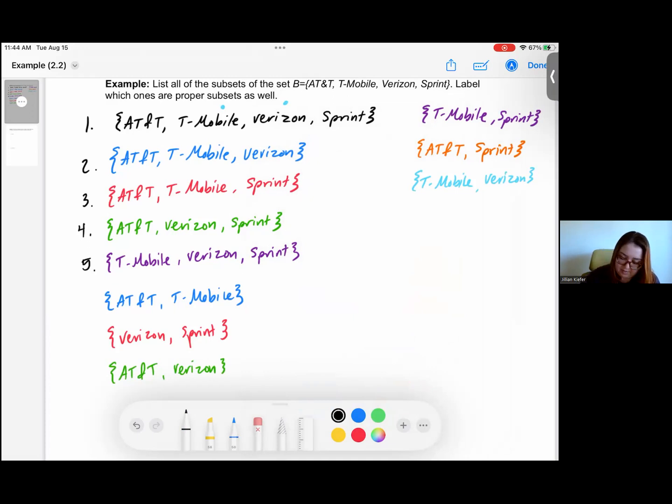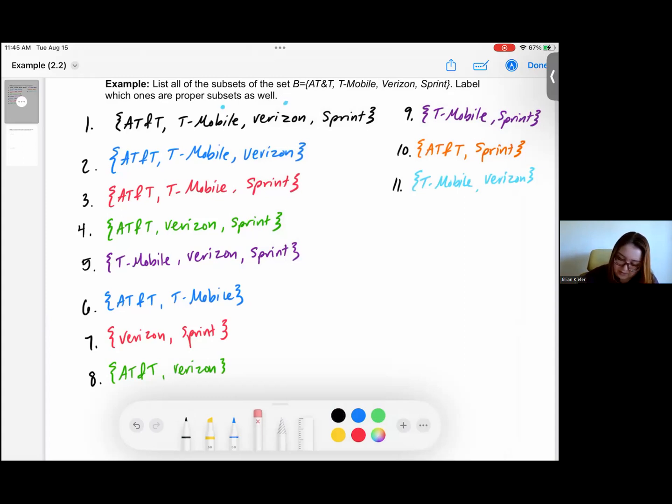So we'll label these now as well. So 6, 7, 8, 9, 10, 11. So those are all the different combinations of 2. We had AT&T and T-Mobile, Verizon and Sprint, AT&T and Verizon, T-Mobile and Sprint, AT&T and Sprint, T-Mobile and Verizon. So we had quite a few different ones there.